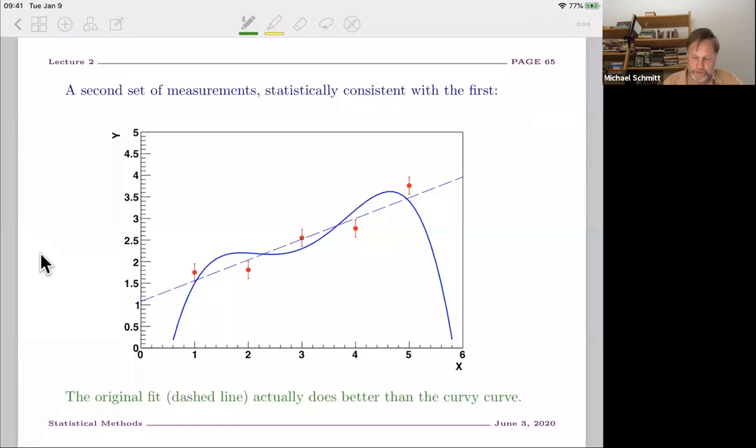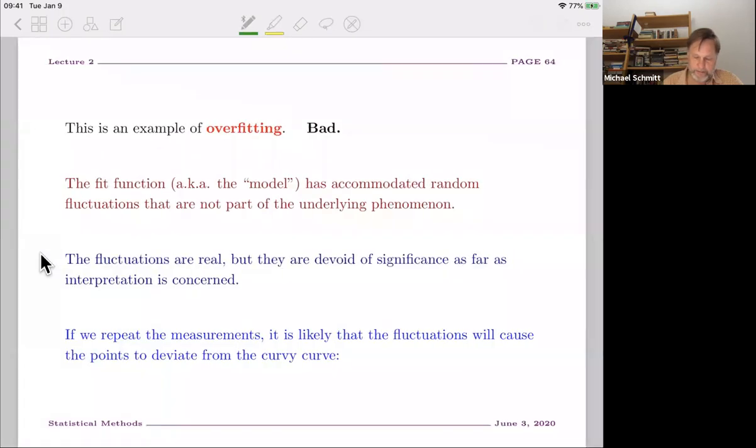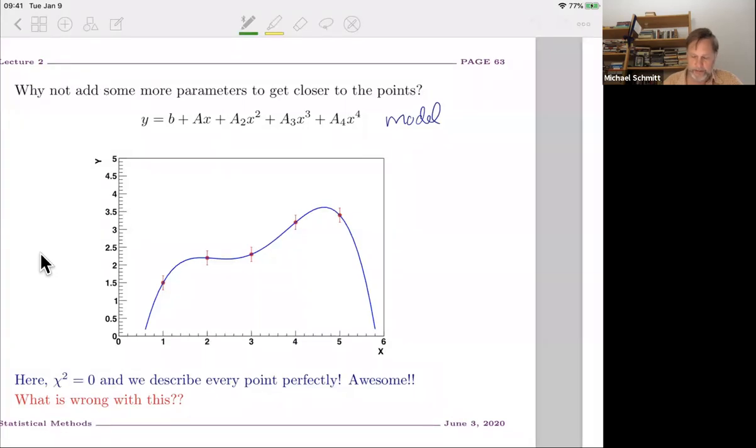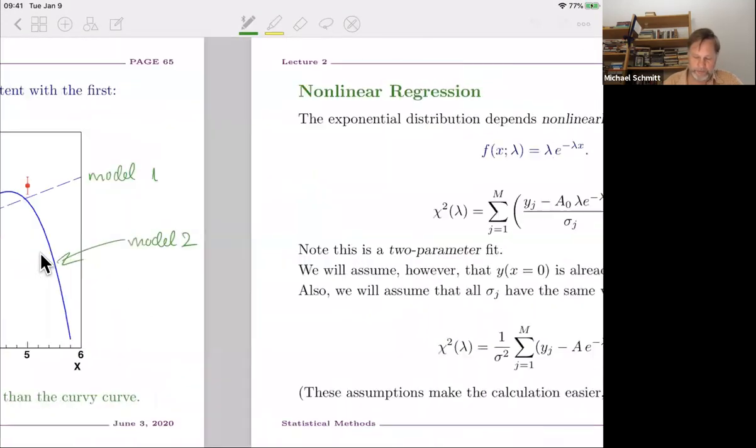Here's an example where I generated another 5 points consistent with the first 5, but you can see that those new 5 data points are more consistent with the original dashed line than with this crazy curvy line, which was fourth order in X. So overfitting is bad. There's sometimes a temptation for people to add lots of extra stuff because they want their function to be flexible. But if you carry it too far, then you shoot yourself in the foot and you get wrong results.